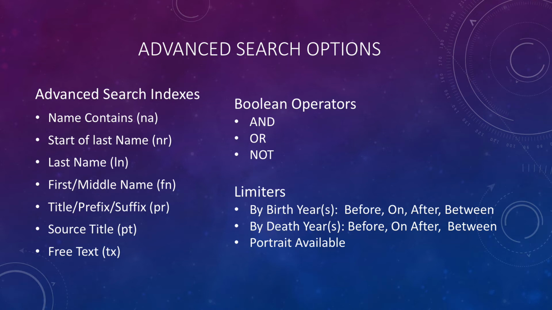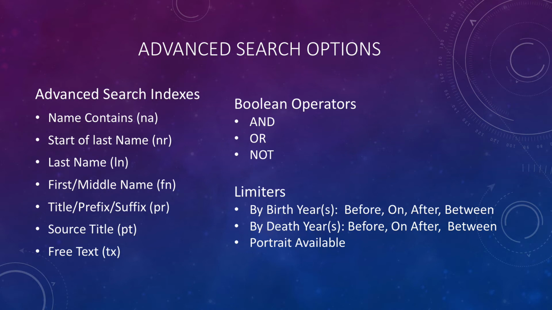As in the basic search, the first 2 options are Name Contains and Start of Last Name. The next 2 options are Last Name and First Middle Name. Unlike Name Contains, which searches any name in any field, these 2 indexes allow you to specify whether a name is a last name or a first or middle name.